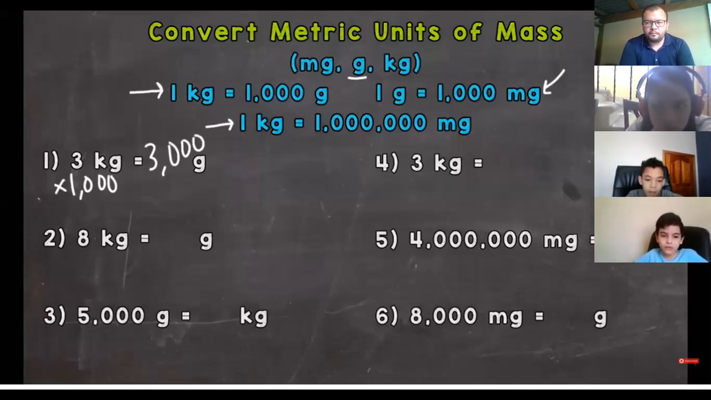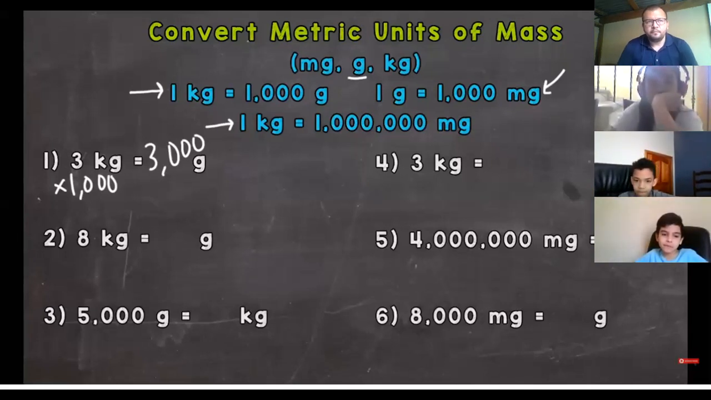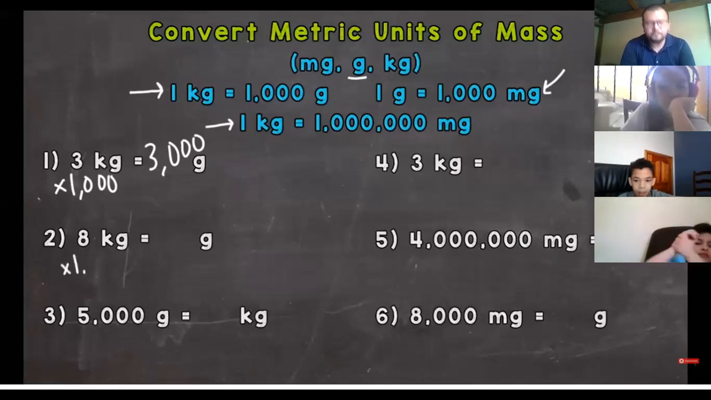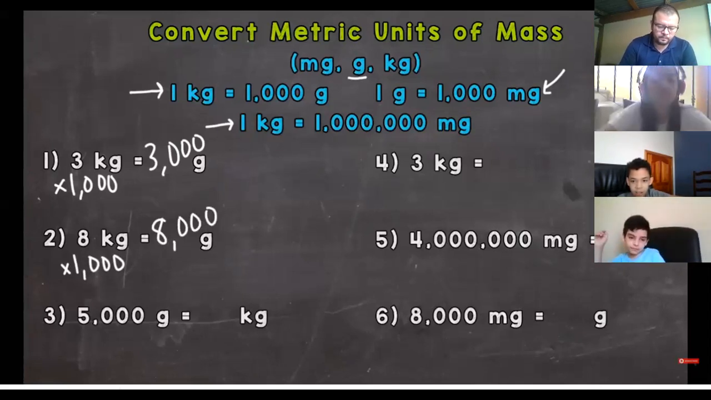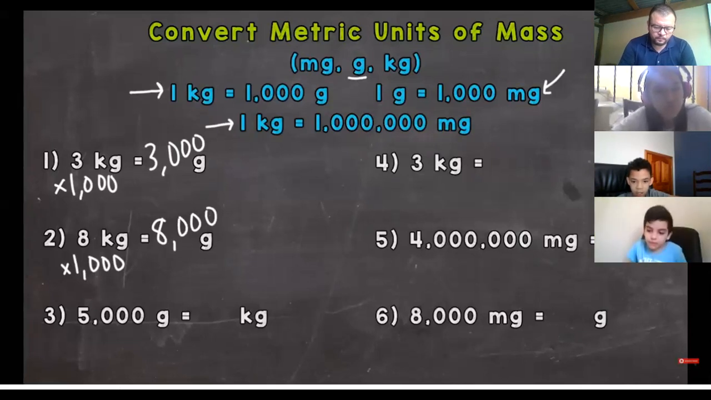Next, we have 8 kilograms equals how many grams? So 8 groups of 1,000. When we're going from kilograms to grams, we multiply by 1,000, just like number one, except we have 8 kilograms here. So we're going to end up with 8,000 grams. 8 kilograms equals 8,000 grams.